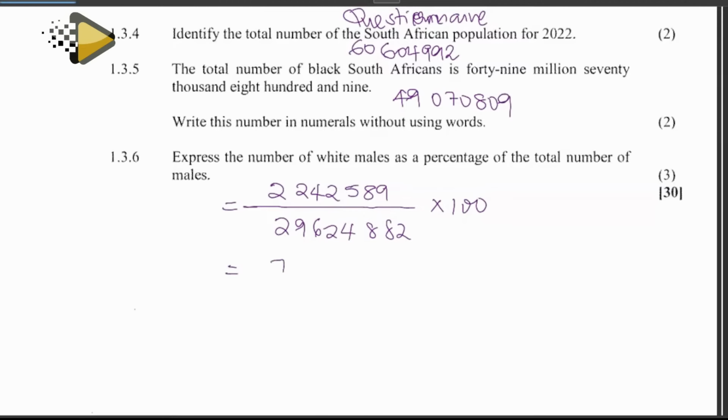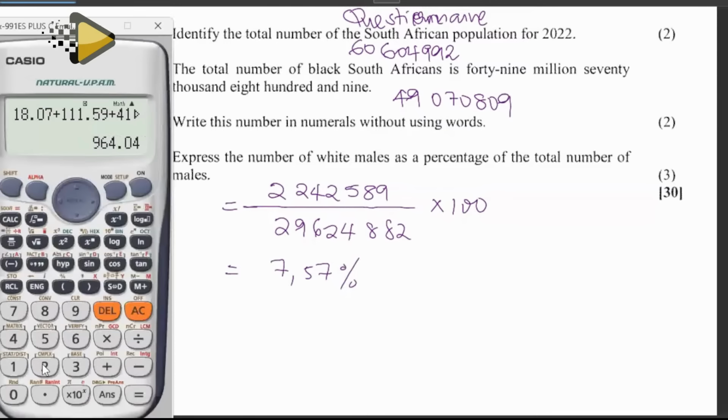And you end up having 7. 2,242,589 divided by 29,62,489, times 100. This brings us to the end of question number 1. We'll look at question number 2.